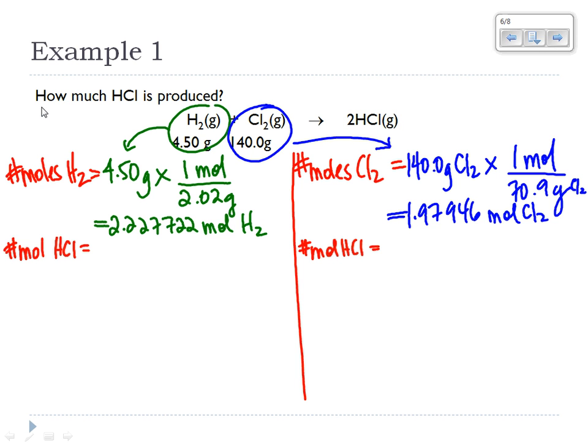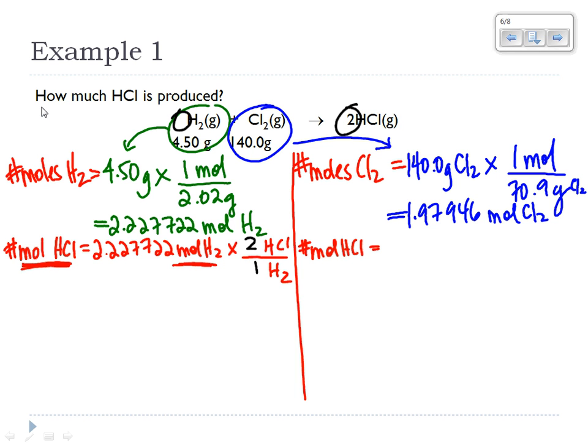So my number of moles of HCl from my reaction, again, I'm going to write down my calculation, my answer from my previous calculation, so 2.227722 moles of H2. And I'm going to use now my molar ratio to figure out how many moles of HCl I have. So moles of HCl is what's going to go on the top. Moles of H2 I want to cancel, that goes on the bottom. And where do I get my numbers from? Remember, I get them from my balanced chemical equation. So in this case, I've got a 2 on top and a 1 on bottom.